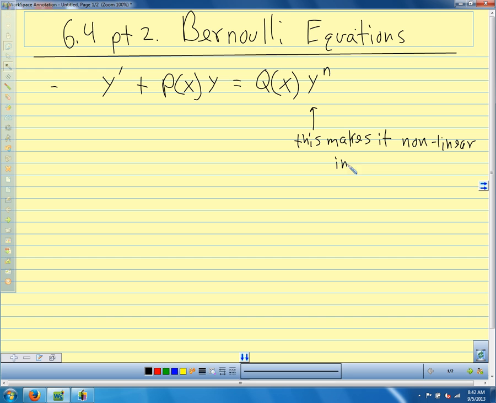If n equals 0, then I don't have this y to the n term, and we will just have a linear equation. If n equals 1, then the equation is separable.